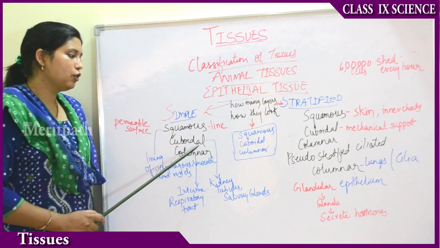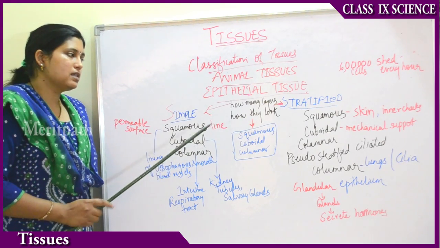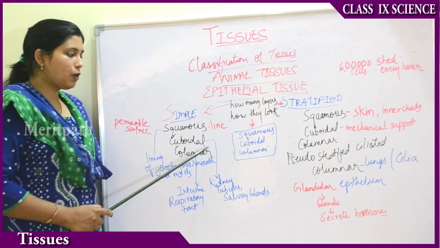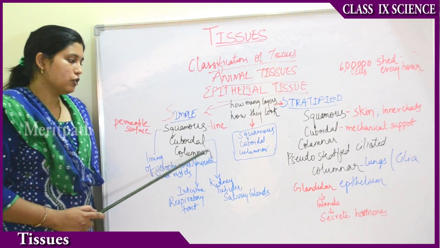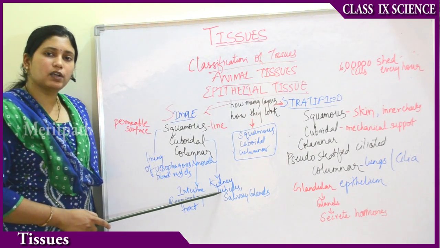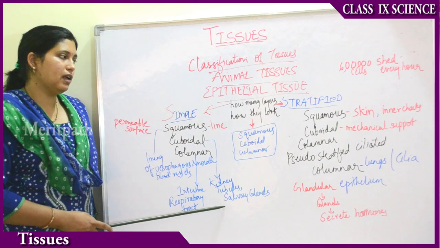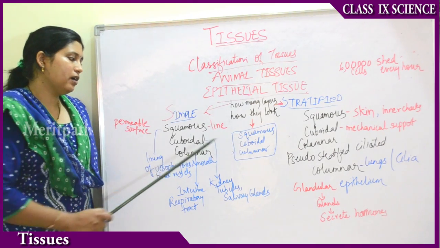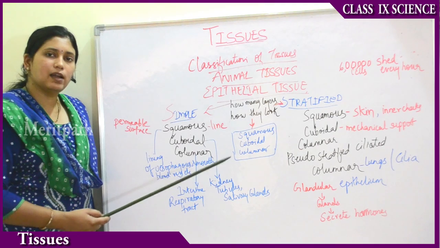Next, coming to the cuboidal epithelium. The cells are cuboidal in shape. It can be simple, single layer, or multi-layered, and they provide mechanical support to the body. So, cuboidal cells are present in the lining of the kidney tubules and the lining of the salivary glands. They can be either simple, single layered, or stratified, multi-layered.